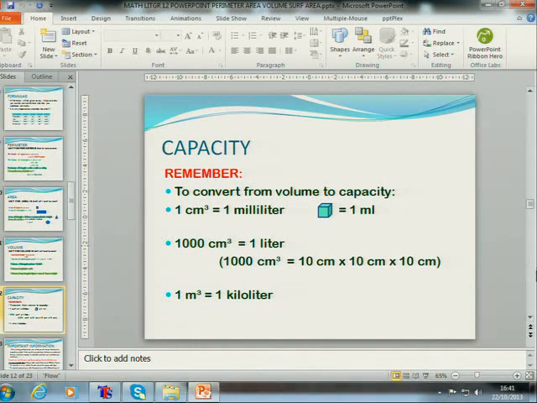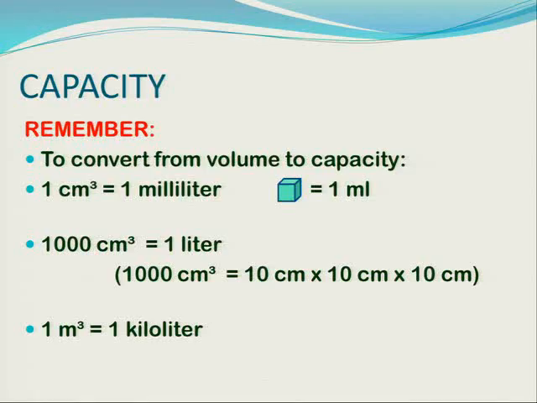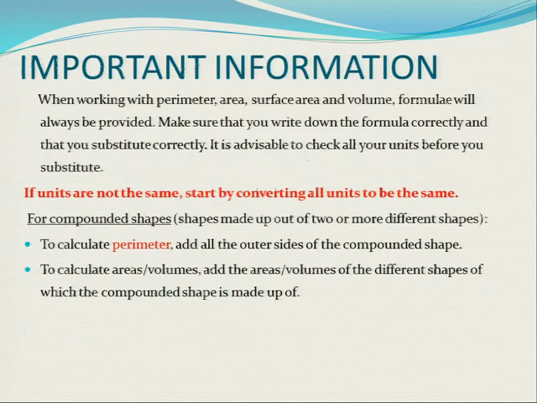Then 1,000 cubic centimeters is 1 liter. That means 10 by 10 by 10 is 1 liter. And then also 1 cubic meter is 1 kiloliter, if you have a sum with that. Normally they give you the dimensions or a reminder of this when you do the calculations.